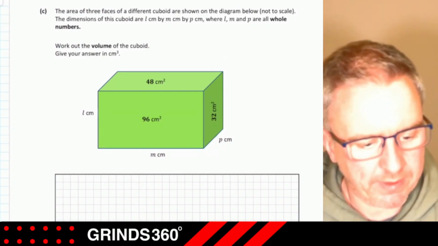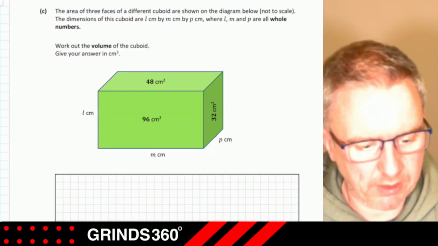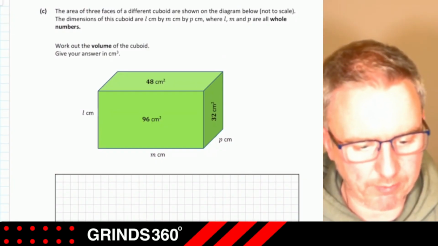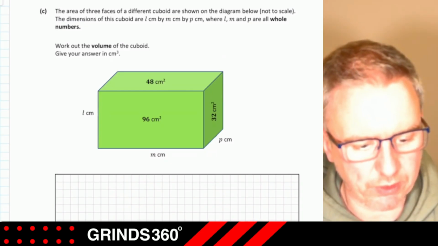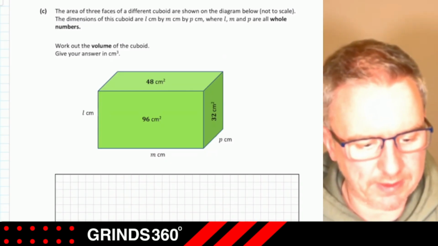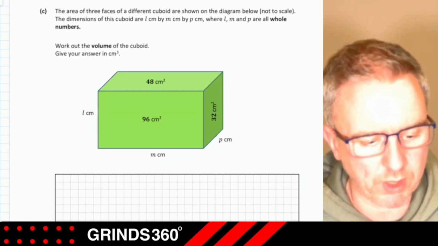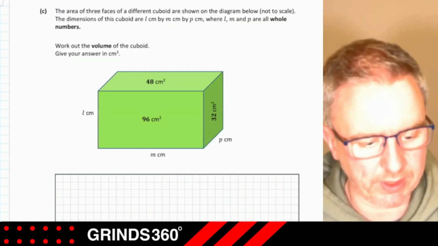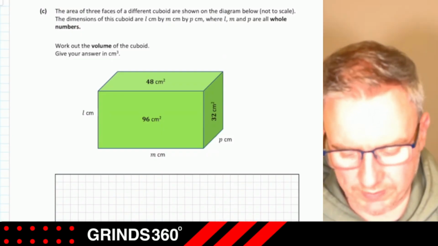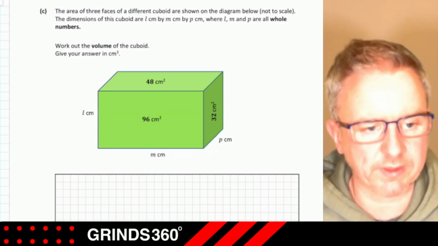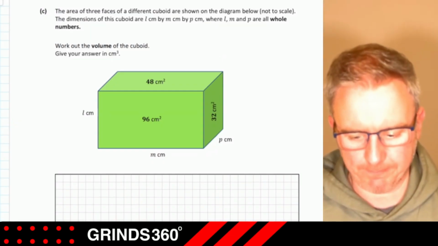So the area of 3 faces of a different cuboid are shown on the diagram, okay? And the dimensions of this cuboid are L centimetres by M centimetres by P centimetres, where L, M and P are whole numbers, okay? And you have to work out the volume of the cuboid and give your answer in centimetres cubed, okay? So they've told us what the surface areas are, okay?